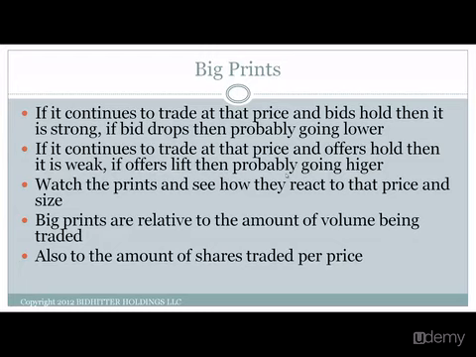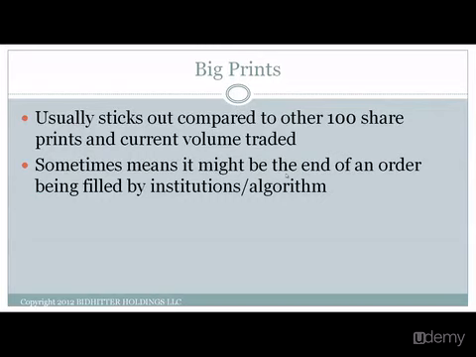So just to recap this part, big prints are all relative to the amount of volume being traded. If something's trading 1 million or 2 million shares in a day, 100,000 shares is pretty significant. It's about 5% of total volume, so you want to keep track of those. They usually stick out compared to the other 100 share blocks in the current volume being traded. When you see a big print, you'll notice it. It's very important. It sticks out like a sore thumb.